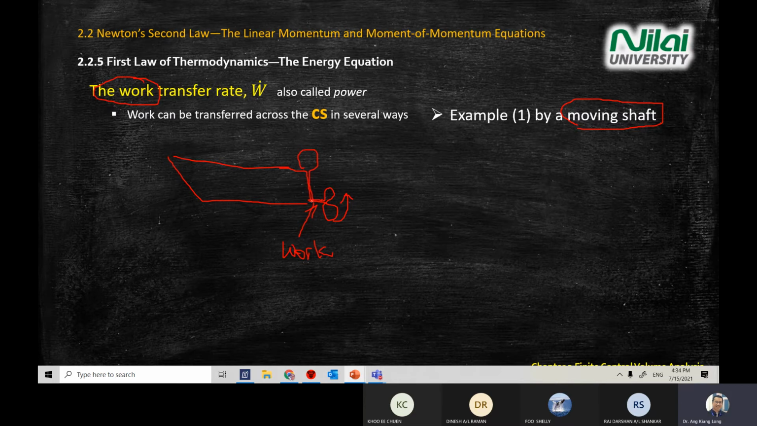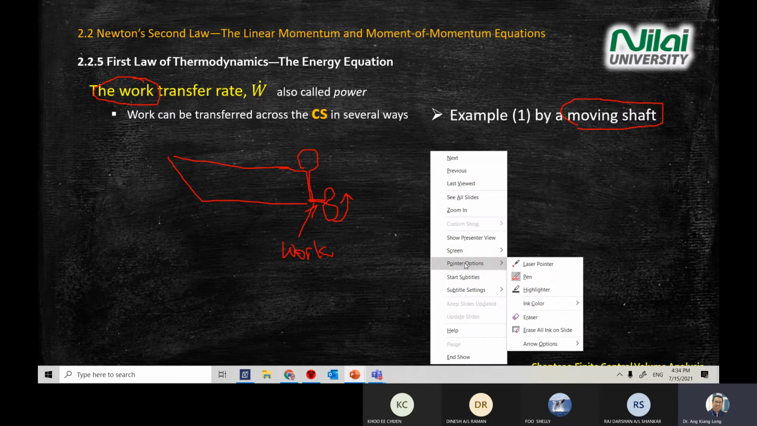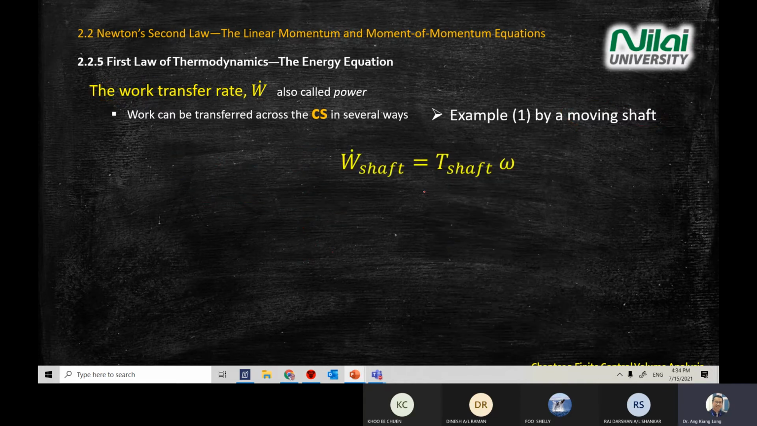Okay, so we're looking at the work done by the shaft by using thermodynamic law. All right, so what can this equation be used for? The first equation: every time you see the keyword calculate the work done, the work rate, work transfer rate, or W dot, or power, calculate the power for the moving shaft, the equation that you use is the one that you see on the screen here. Power of the shaft, W dot, equals T, torque of the shaft, times omega.